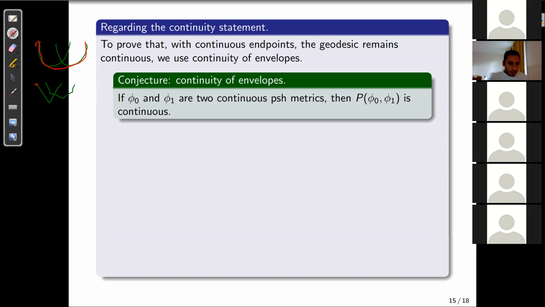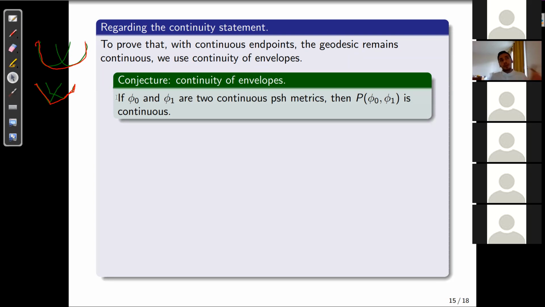The envelope is going to be something like this. Okay. So I hope that you can grasp from these four pictures that this is something that is always going to hold in the case of convex functions and also in the case of PSH functions. But we do not know it in general in the non-Archimedean picture.